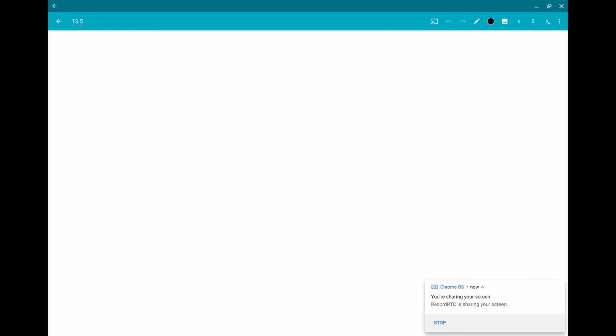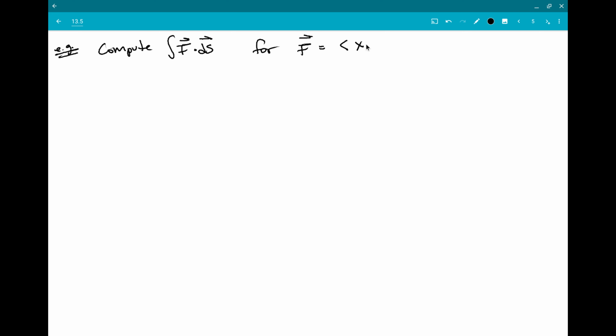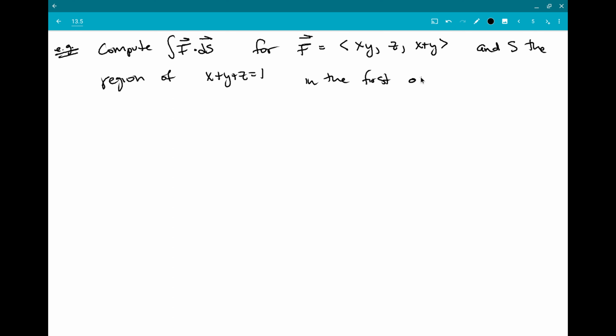Okay, so now let's go ahead and do an example. We're going to try to compute the surface integral for the vector field F equal to xy i hat, z j hat, x plus y k hat, and S the surface of a plane x plus y plus z equals 1 in the first octant, oriented upwards.